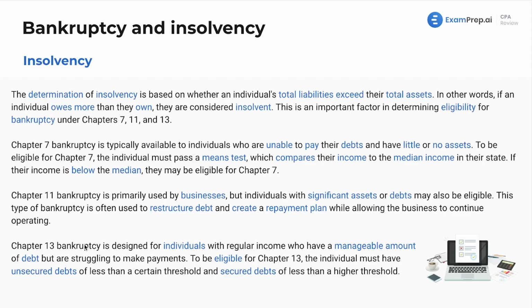Now, Chapter 13 bankruptcy, it's designed for individuals with regular income who have a manageable amount of debt but are struggling to make payments. To be eligible for Chapter 13, the individual must have unsecured debts of less than a certain threshold and secured debts of less than a higher threshold. Again, these thresholds do change, and as such, we include them in our resources for you to see.